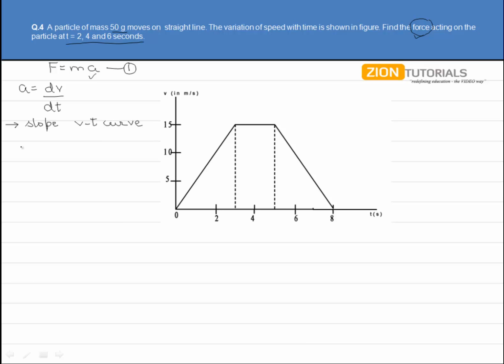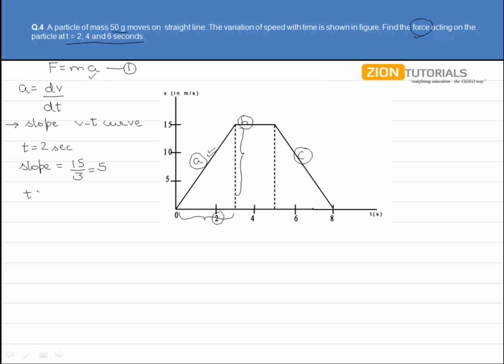So, finding the acceleration at t equals 2 seconds, we know from the graph that at t equals 2 seconds, the particle is following this curve. Let us mark it as A, B and C. So, finding the slope of curve A, we get 15 over 3 equals 5. We got 15 from here and 3 as this time period.